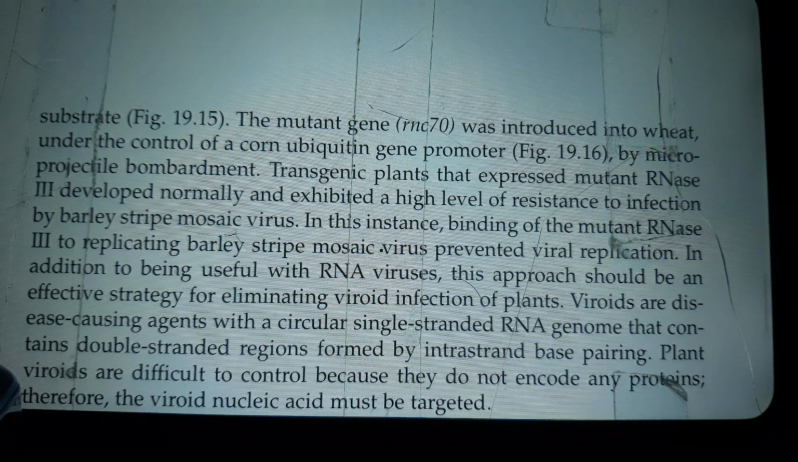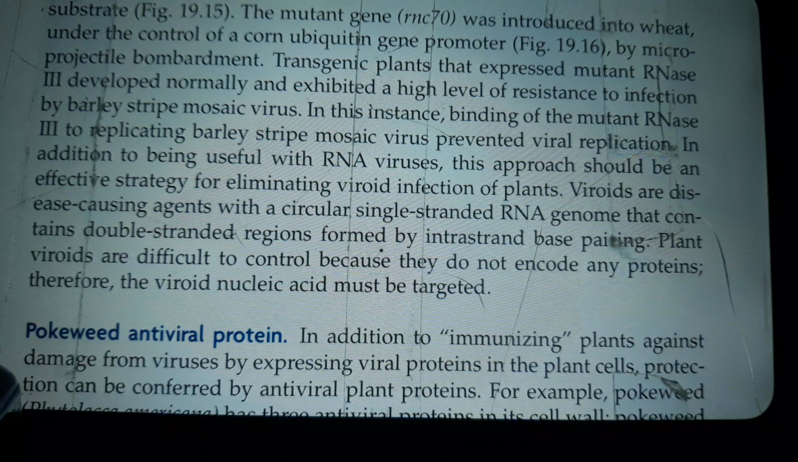Transgenic plants that express mutant RNase III developed normally and exhibited a high level of resistance to infection by barley stripe mosaic virus. In this instance, binding of the mutant RNase III to replicating barley stripe mosaic virus prevented viral replication. In addition to being useful with RNA viruses, this approach should be an effective strategy for eliminating viroid infection of plants.